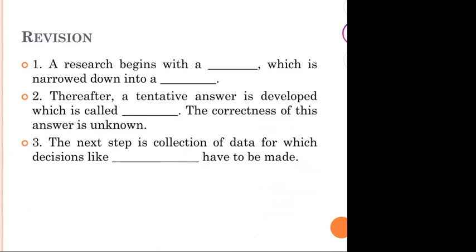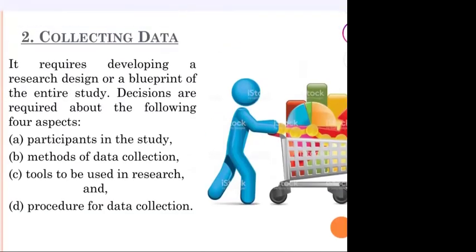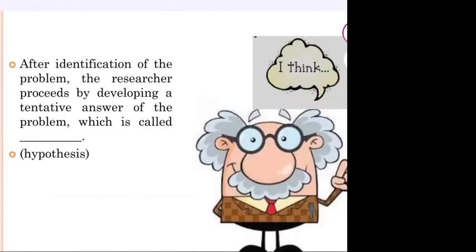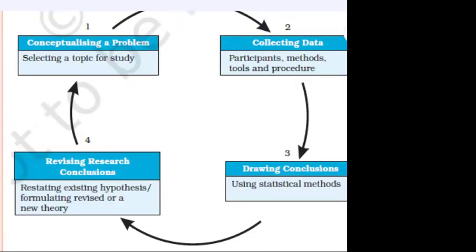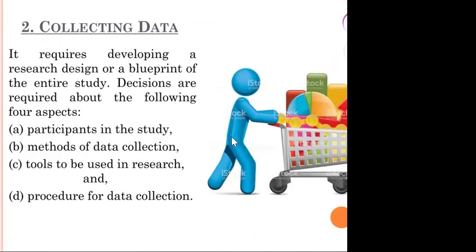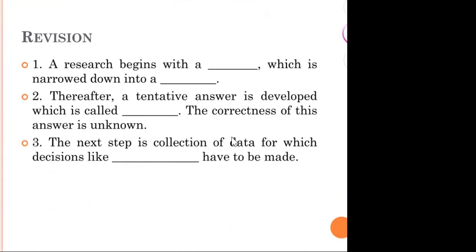Just within this, a small revision question that we have here. A research begins with a dash which is narrowed down into a dash. So how does a research begin? Research always begins with a problem and it comes into a hypothesis or conclusion. So a research begins with a problem which is narrowed down into a conclusion.